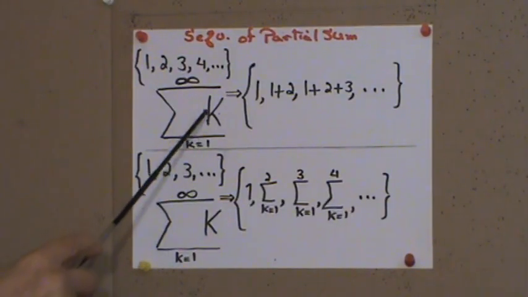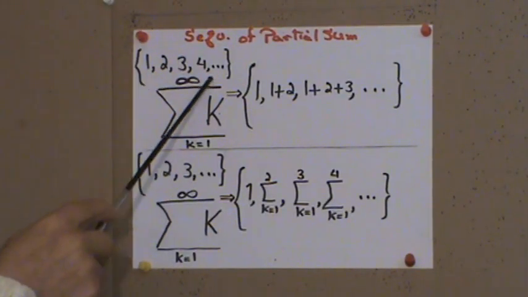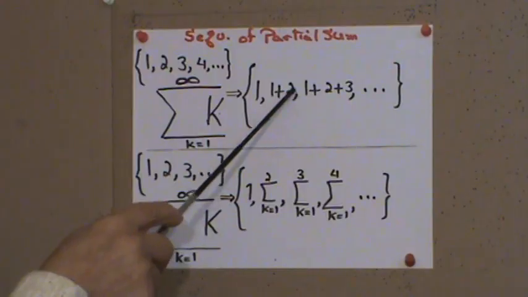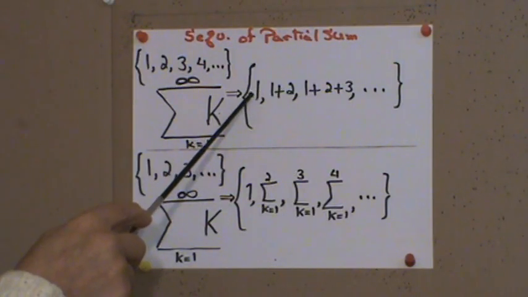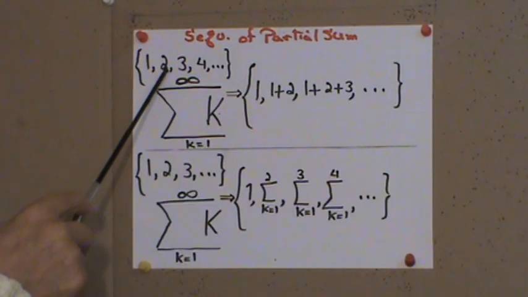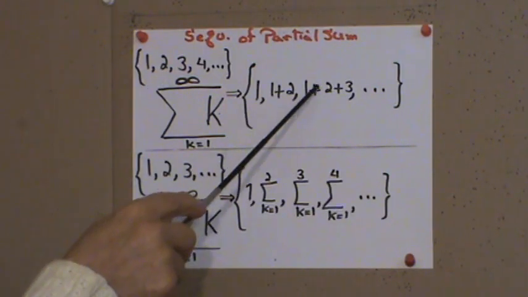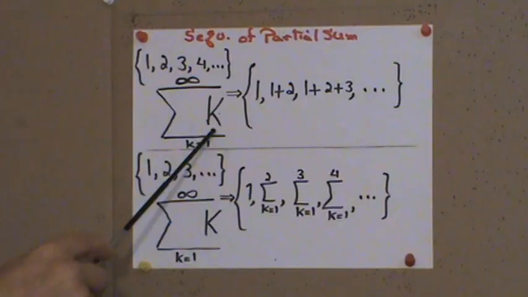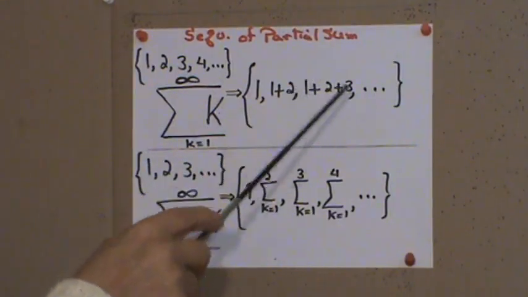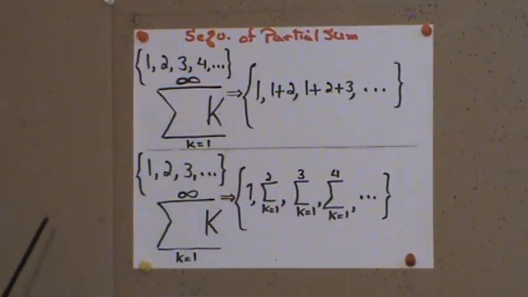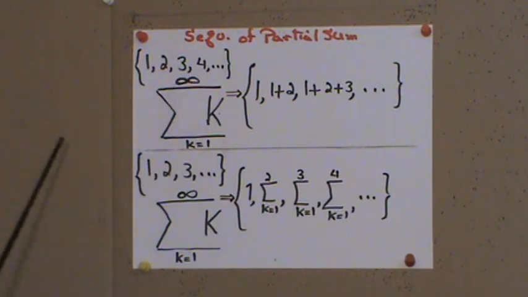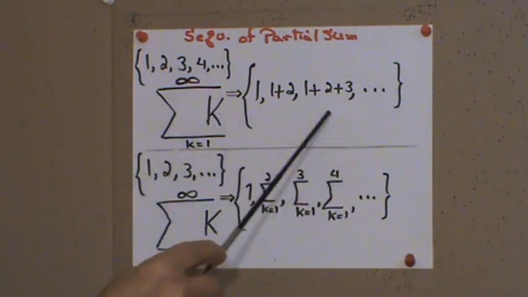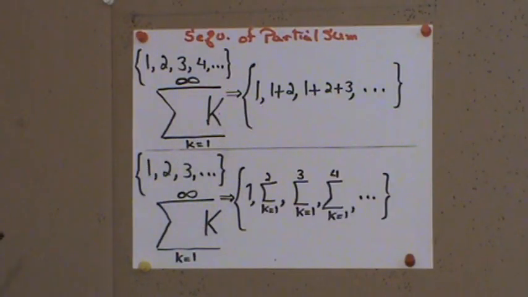So the sequence of partial sums of this sequence, or of this series, will start from 1, the next one will be 1 plus 2, the next one will be 1 plus 2 plus 3, the next one will be 1 plus 2 plus 3 plus 4, and so on and so forth, continuing depending on whether it is finite or infinite. So we know what the sequence of partial sums is all about. You follow me so far?